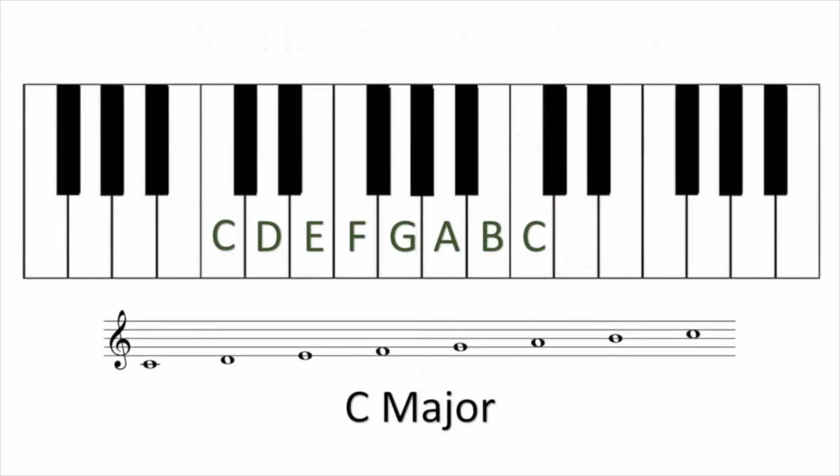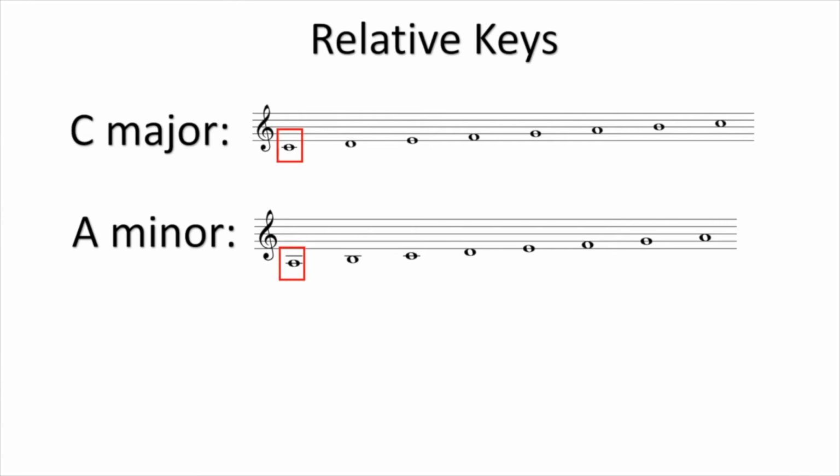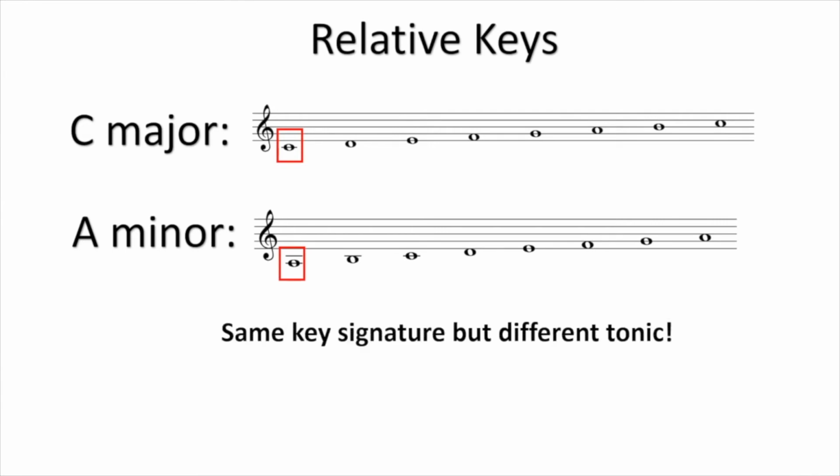For example, what is the relative key for C major? What we have to do here is to count to the left by 3 semitones, or a minor third interval. Now pay attention to this part. When we're going from a major scale to its relative minor key, we always go to the left. So we end up on an A. So A minor is the relative key of C major. See, these two scales do not have the same tonic, but they share the same key signature.